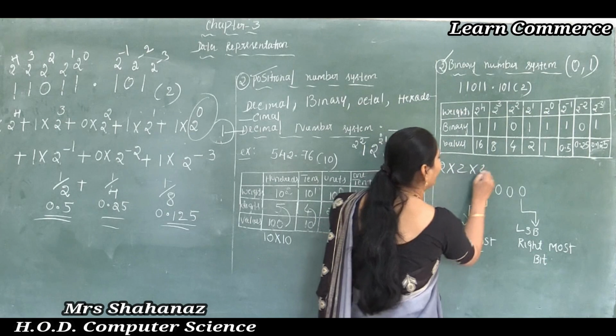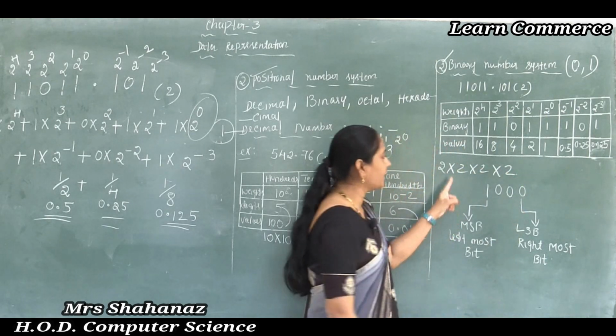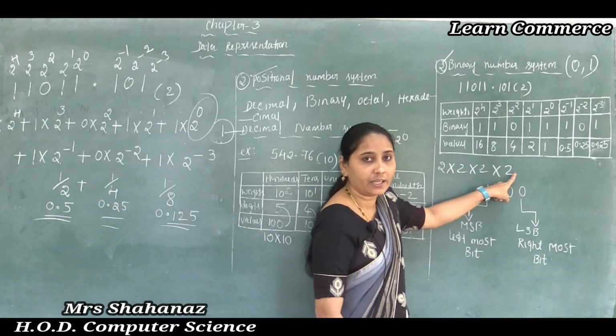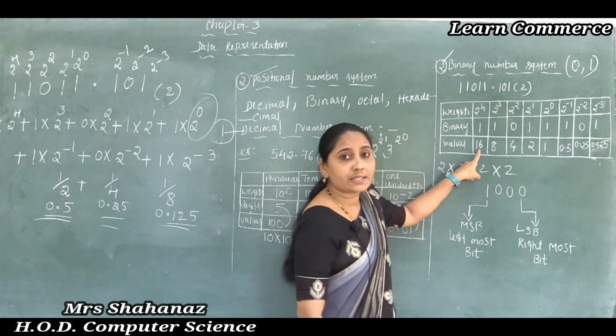Clear this one? 4 times we need to make the multiplication. 2 2s are 4, 4 2s are 8, 8 2s are 16. Clear this one? So the value will be 16 here.